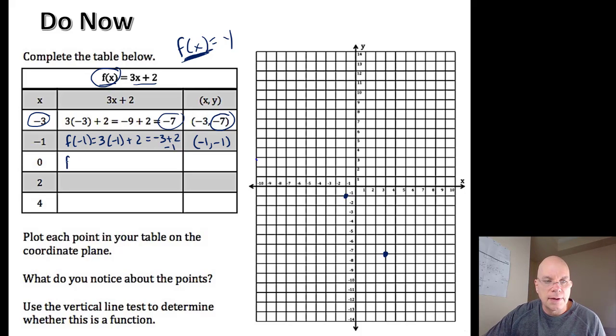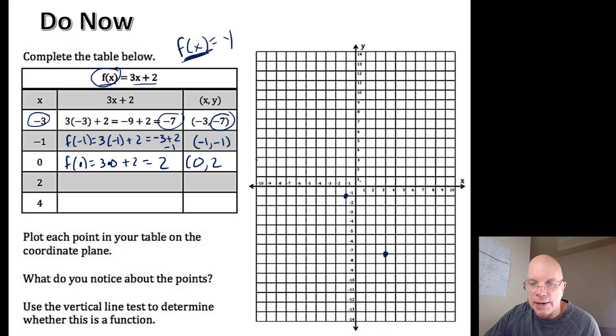When x is 0, f of 0 would be 3 times 0 plus 2. 3 times 0 is 0. Plus 2 would just be 2. So 0, 2. I feel like I've done something wrong already, because I know what I'm expecting to get. Oh, I know what I did wrong. I wonder if you noticed that.